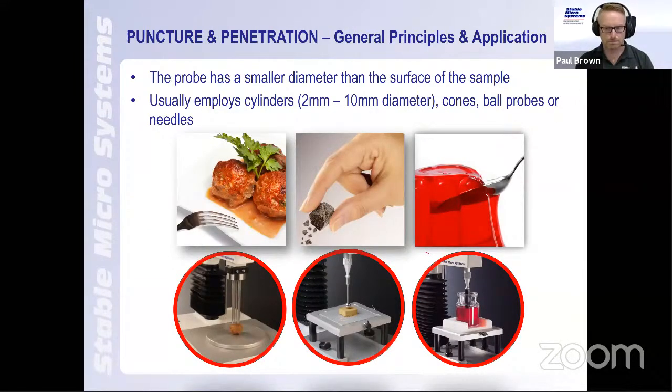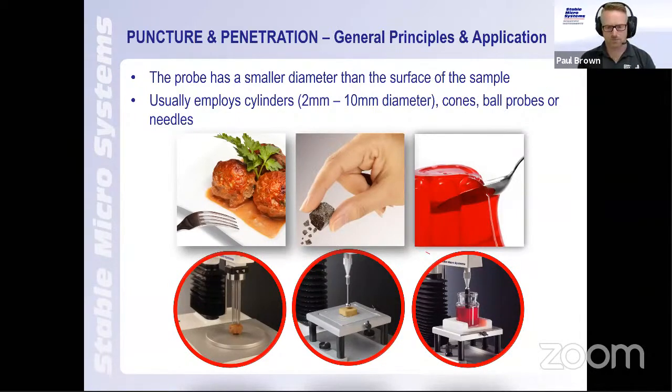Puncture and penetration. Again, the basic physics is that the probe is smaller than the surface area of the sample. For puncture and penetration, we would normally recommend that the probe be smaller than probably 10 millimeters. Potentially it can be larger if it's a very big sample, but between 2 and 10 millimeters, cylindrical probes is what we would certainly recommend.